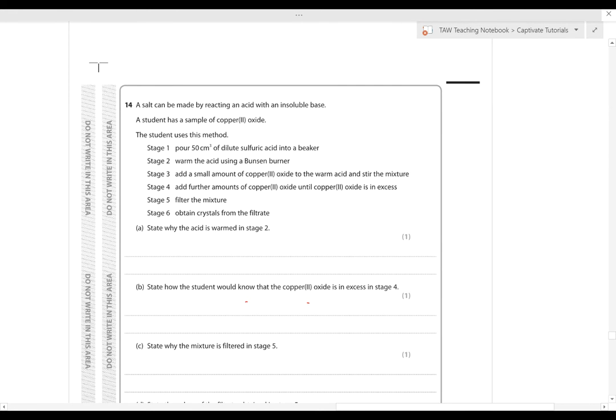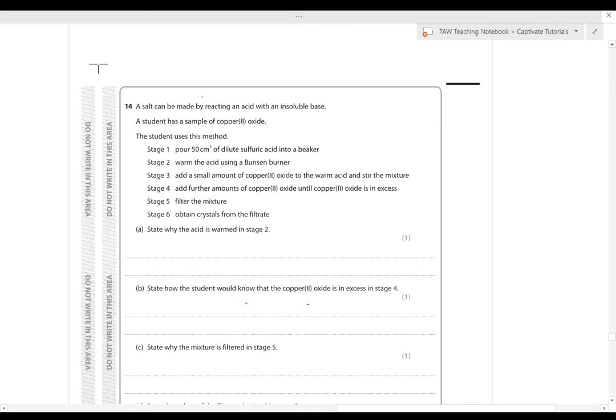Okay, so first question in this one is to explain or state why the acid is warmed in stage 2. So we've got a reaction here of an acid and a base. The reason we warm it up is to increase the rate of reaction. On to B.